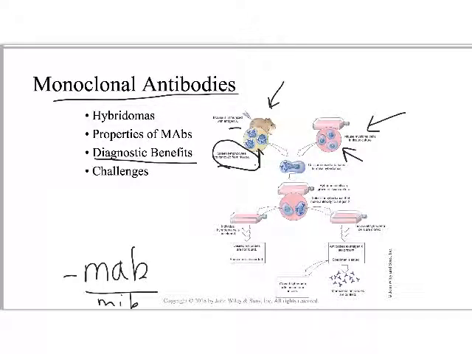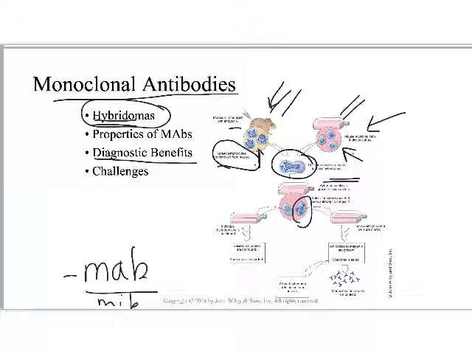So they take the spleen cells and the cancer cells, and they put them together, and they actually fuse, and they call it a hybridoma. So a hybrid is half mouse spleen cell and half cancer cell. Then they'll grow those hybridoma cells up, and they're going to try to find ones that will make the antibody that they're interested in.